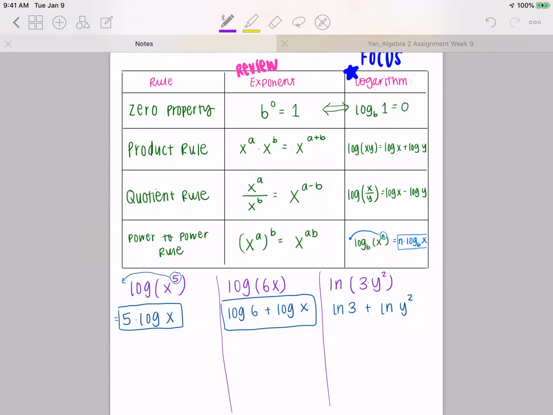And keep in mind, if our rules are using log, ln is serving the same rules. So ln 3, I can't do anything about it anymore, so I'm going to rewrite it as ln 3 plus, you see an exponent? I can bring it down to the front of the ln on the second term. So a 2 ln y. That will be your answer. Okay?